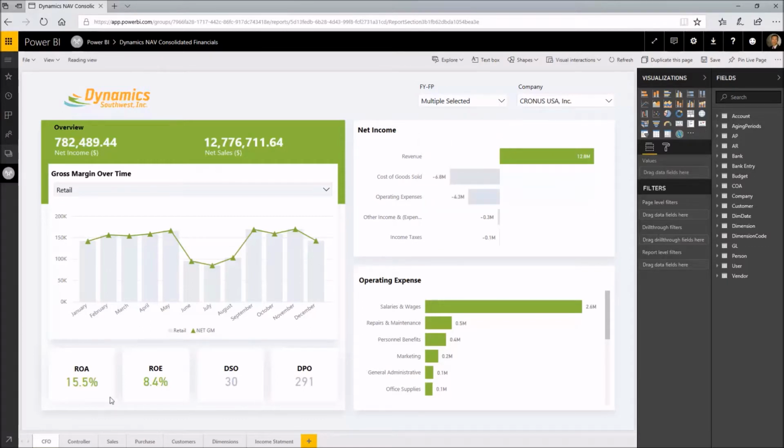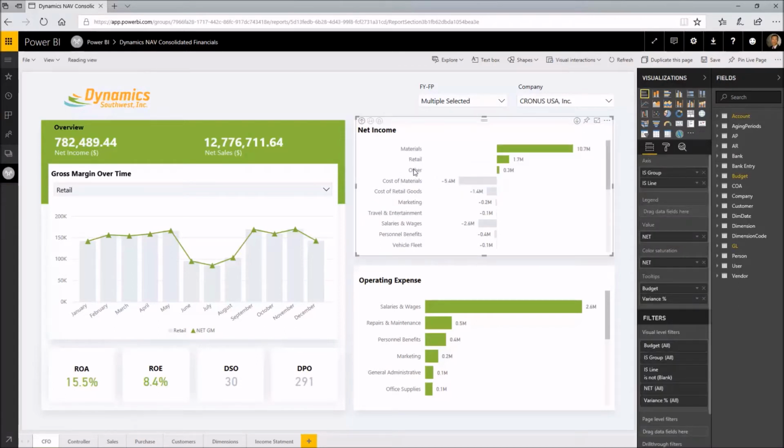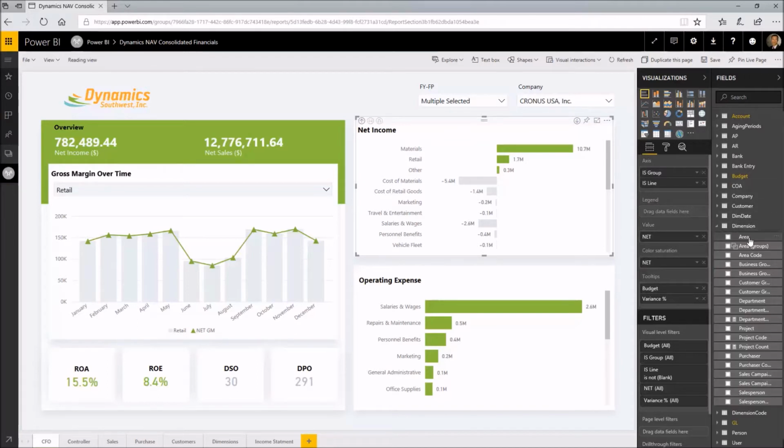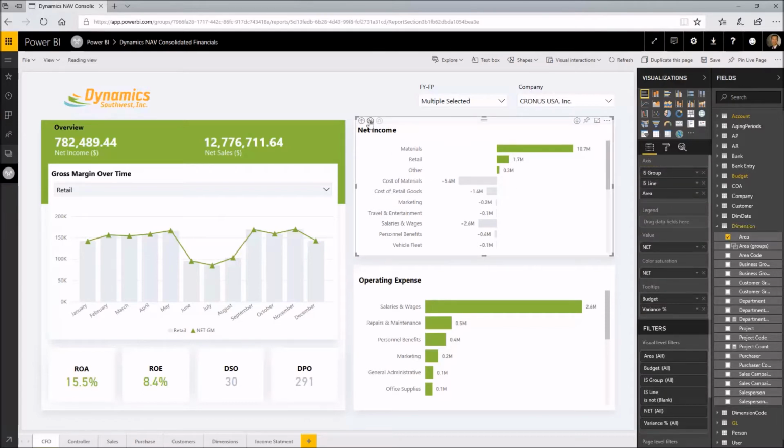In the CFO dashboard, we have KPIs as well as the visuals for the net income, gross profit, and operating expenses. The multidimensional data model empowers the further analysis at the speed of thought. For example, to drill from account category to subcategories for the net incomes, or view the net income by other financial dimensions. For example, area.